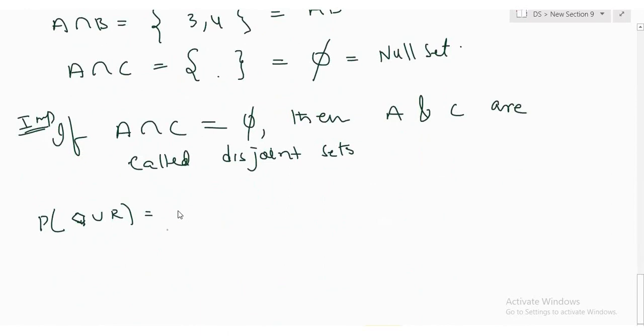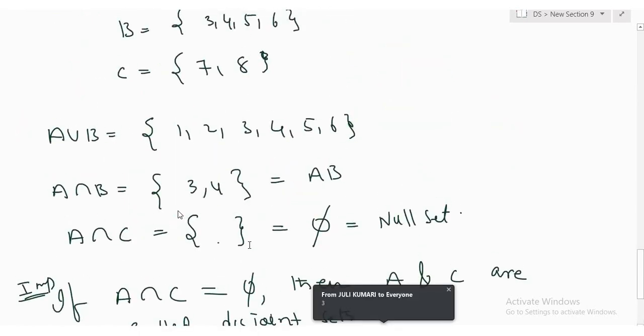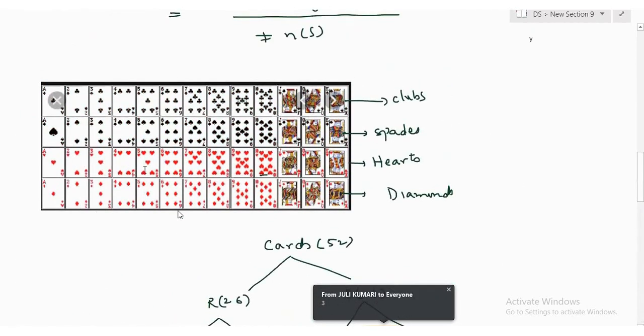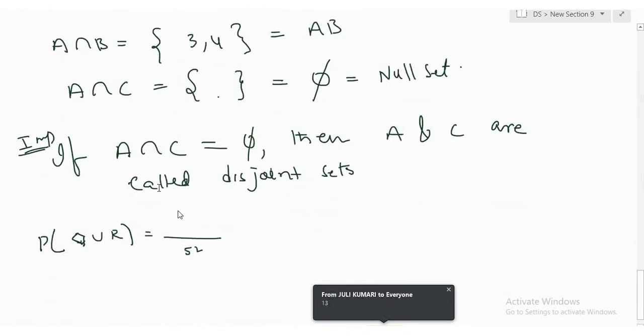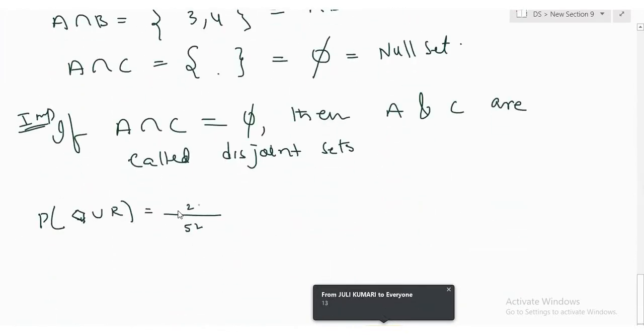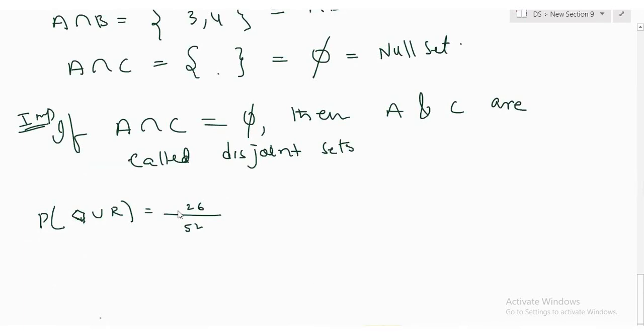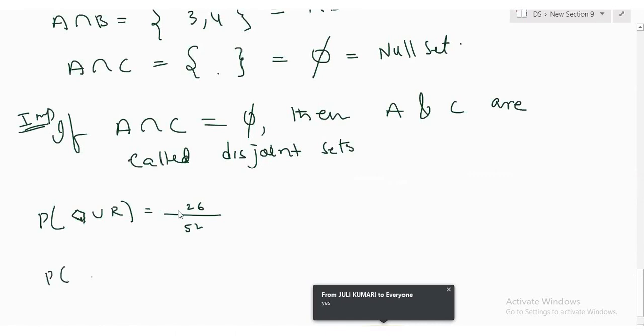First, what do I need to do? Let me solve this problem once. The total is 52. How many are there favoring this event? Red is 26, and diamond union red again becomes red only. Yes or no? Yes, sir. So what is the answer? 26 by 52. Are you guys clear? Use the fundamentals, don't be overconfident. I'm not going to give you any prize if you answer quickly.